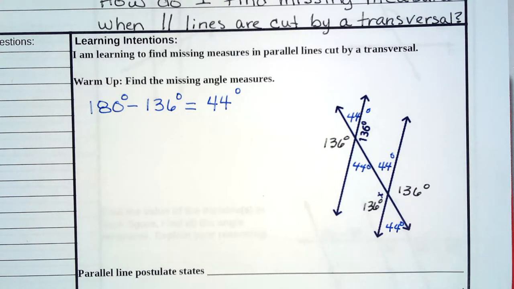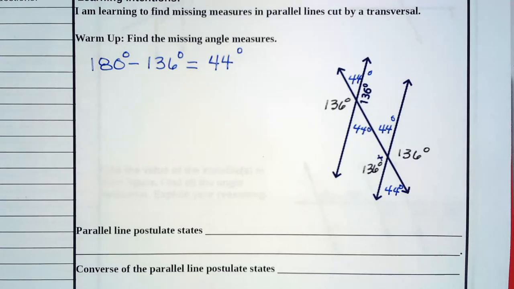That brings us to today's lesson. What is the parallel line postulate? Remember, a postulate is something we accept as being true without any proof. In other words, we cannot prove this, so we just accept that it's true. The parallel line postulate states, if parallel lines are cut by a transversal, then corresponding angles are congruent.